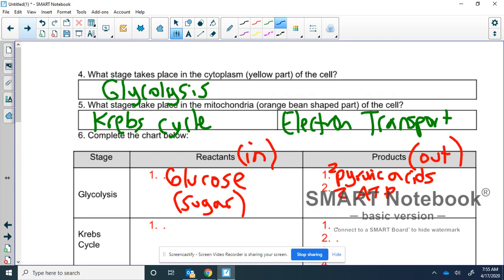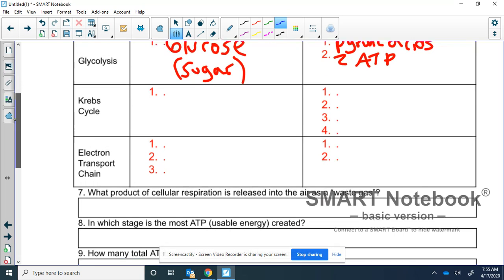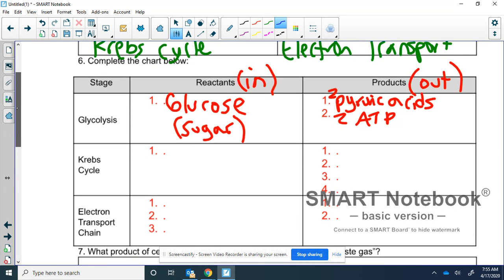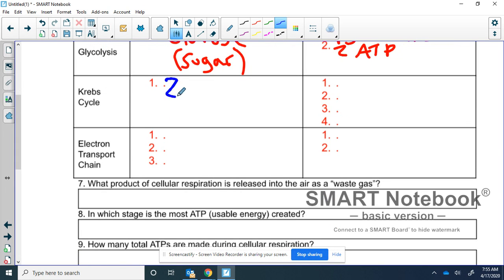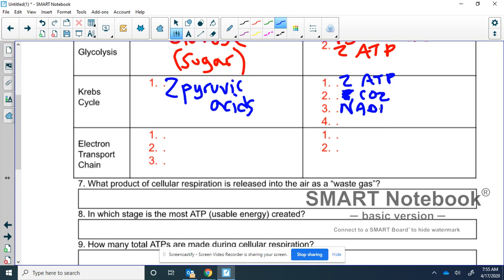So going back, all right, our next stage, what did we start with? Interesting thing is we started with what we ended with in the stage before it, 2 pyruvic acids. And what we made was 2 ATPs, 2 units of energy. We made carbon dioxide. That's why you breathe out. We made NADH and FADH2. So we made a lot during that Krebs cycle.